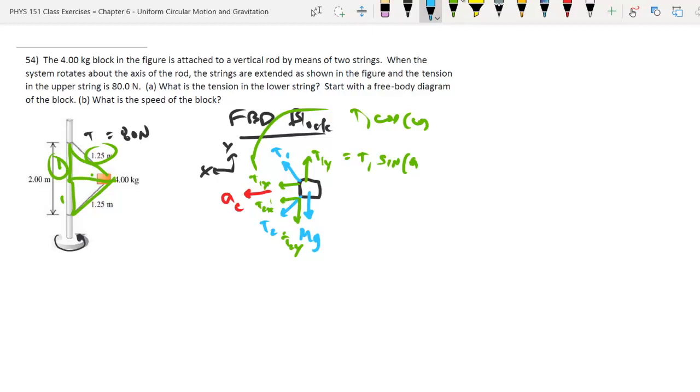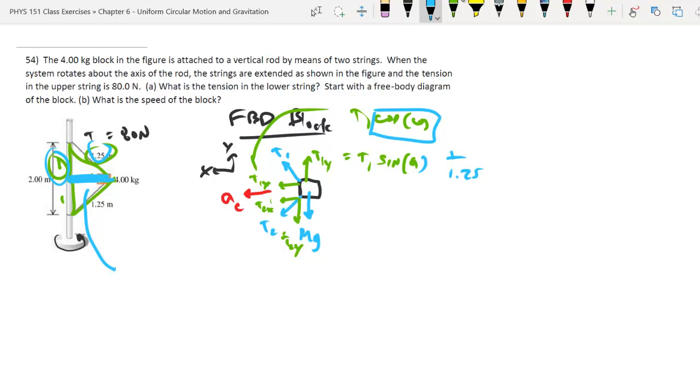Cosine of theta is the adjacent over hypotenuse, right? So that's this one, which I guess I don't have, divided by hypotenuse. But the sine of theta I do have. That's 1 over 1.25, right? That's sine of theta is 1 over 1.25. And cosine theta, I can go ahead and solve this from the Pythagorean theorem.